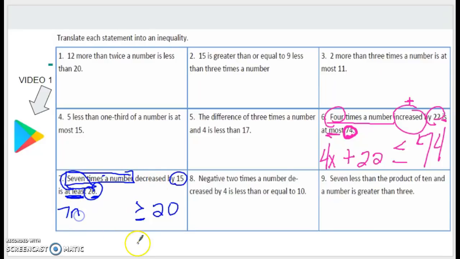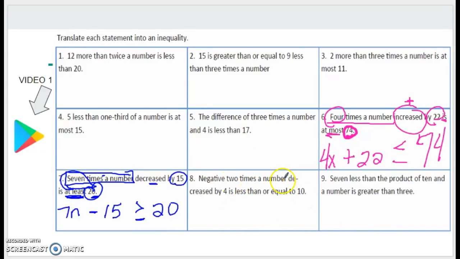7 times a number. Decreased is a key word that tells us that we're going to subtract. Decreased by 15. Let's look at the next one.